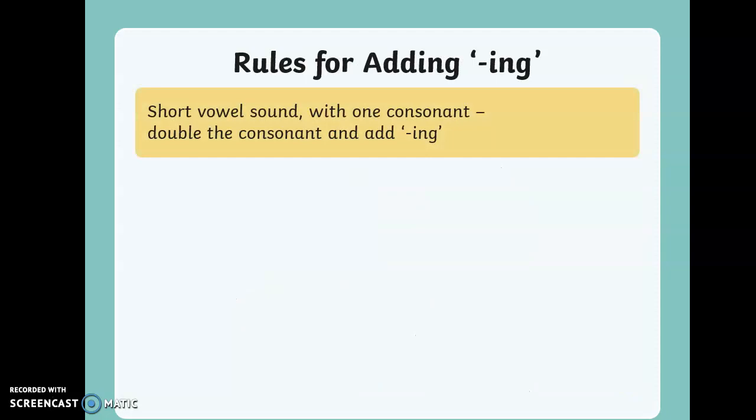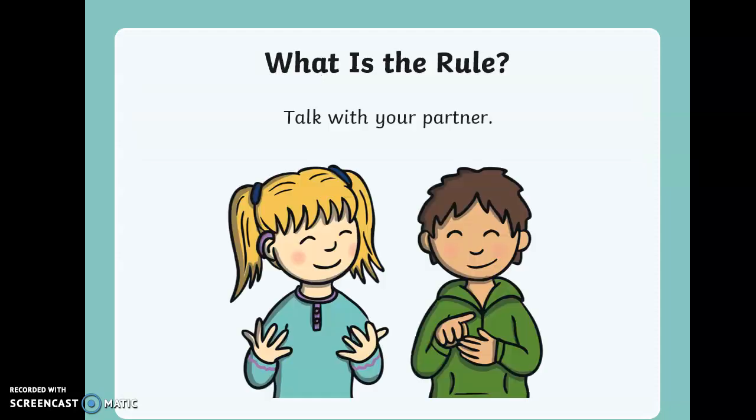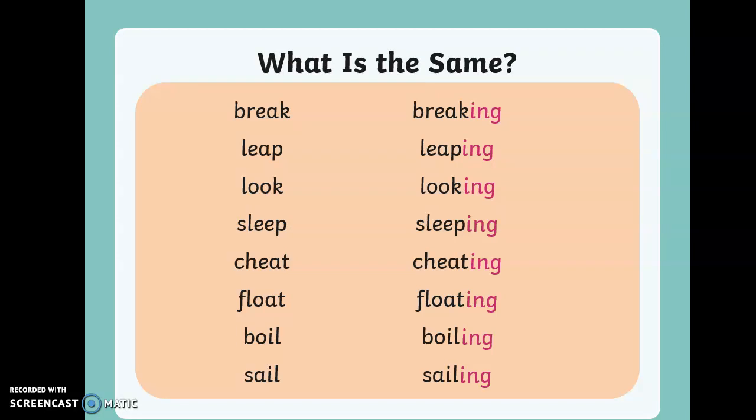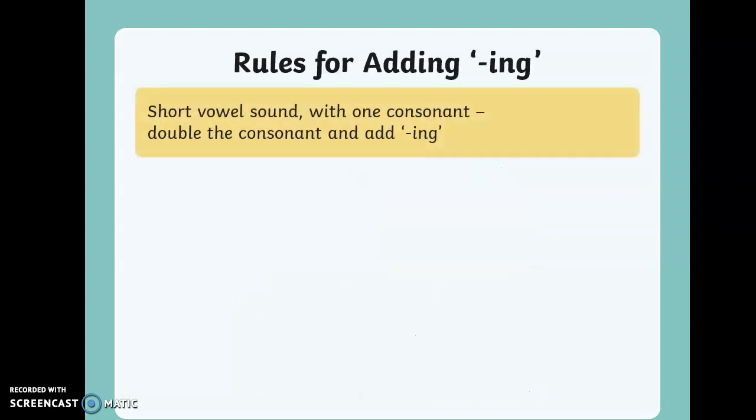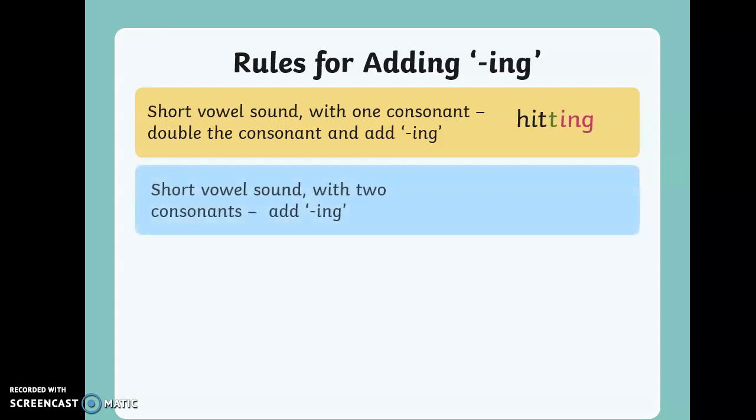The short vowel sound with one consonant, double the consonant and add ing. Did that have a long vowel sound? Yeah, it did. Break, leap, look, sleep. Aha. They were the long vowel sound. Yes. Short vowel sounds with two consonants, you just add ing.